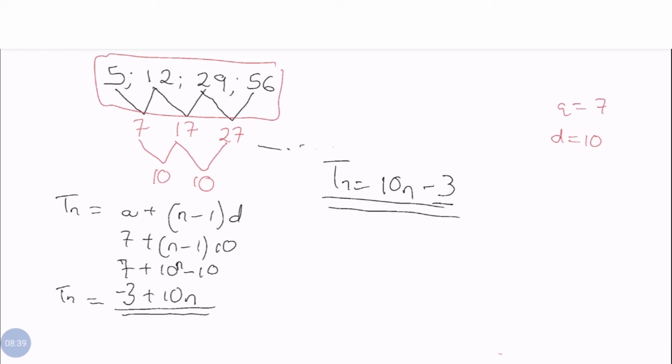So when we have this equation, this is where you explain that when you multiply 10 with any number, you get an even number. But when you subtract 3, which is an odd number, from an even number, you will always get an odd number.